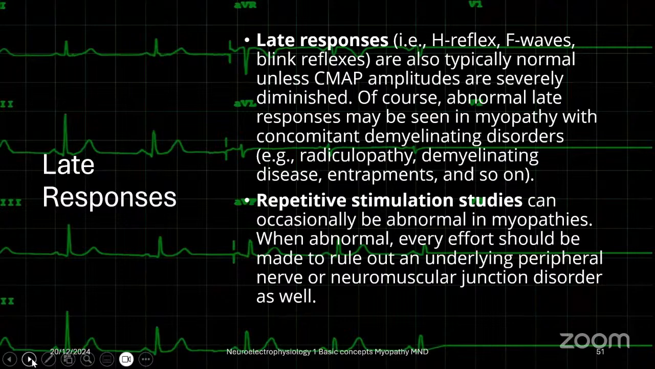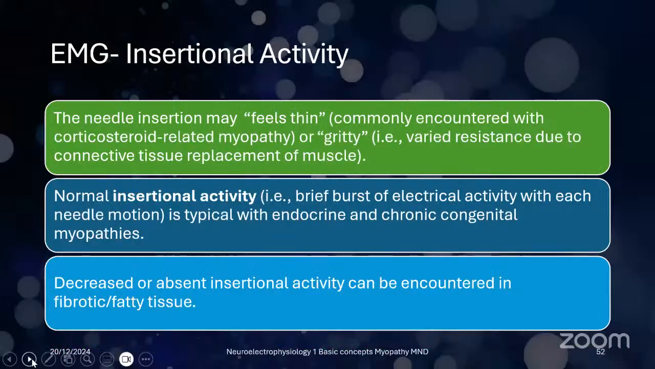Repetitive stimulation studies can occasionally be abnormal in myopathies too. When abnormal, every effort should be made to rule out an underlying peripheral nerve or neuromuscular junction disorder. So what is EMG showing in myopathy? The needle insertion may feel thin, commonly encountered with corticosteroid-related myopathy, or it may be gritty, with varied resistance due to connective tissue replacement of muscle.